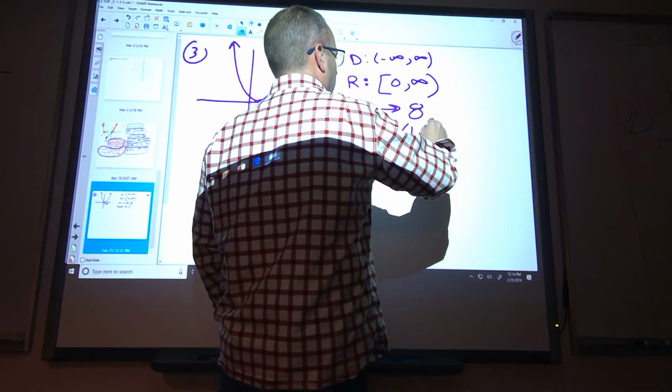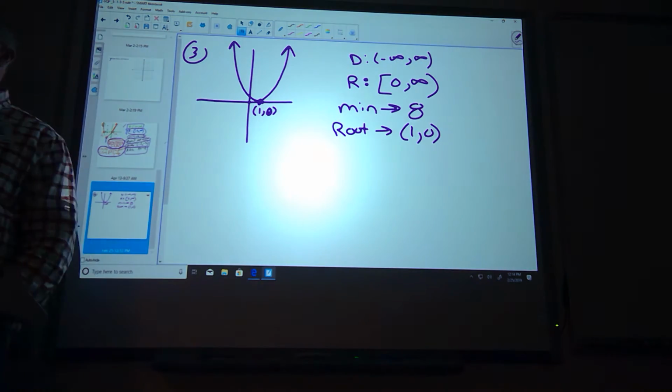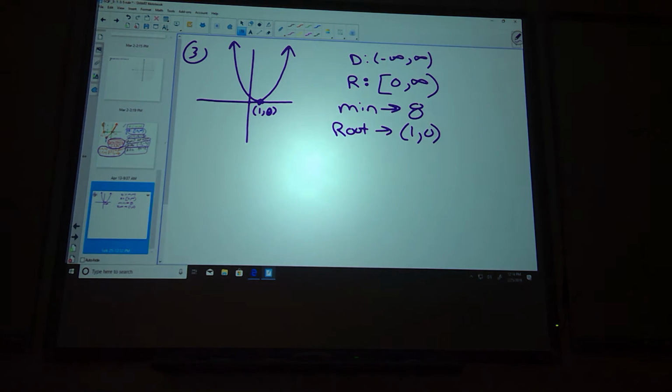I have 1, 0. Does anyone know what happens if I were to factor this out, what that means? This would have been x minus 1 and x minus 1. You get the exact same thing when you factor it out. And it's called the double root. It happens twice there.